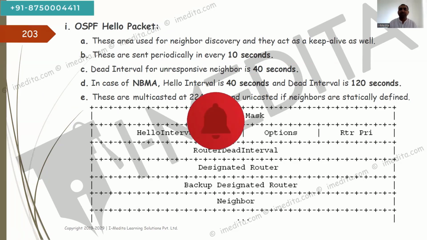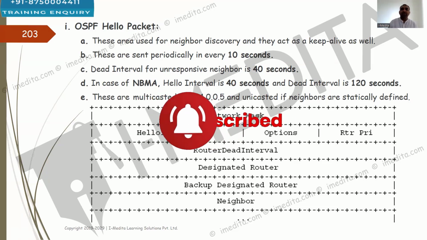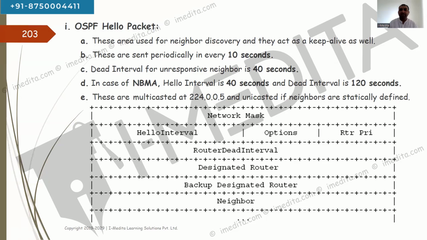That means that if you do not receive any hello packets from your neighbor for 40 seconds, thereafter your neighbor will be declared as dead. So that's the dead interval. However, in the case of NBMA, non-broadcast multi-access, your hello interval could be 40 seconds and the dead interval would be 120 seconds. So basically that depends upon the network type that you are using.